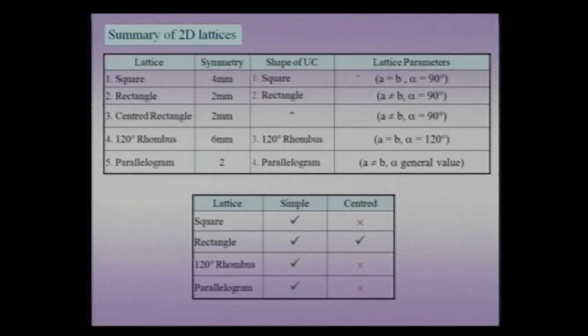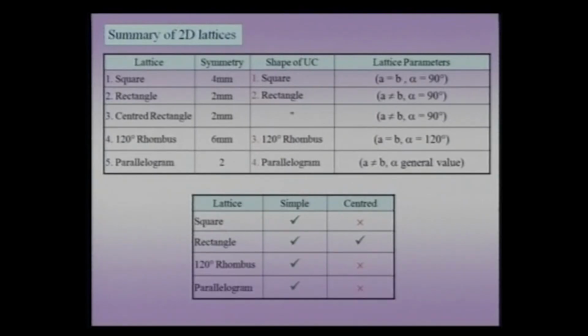The lattice parameters and the constraints which we had considered so far are also summarized in this table, and we can clearly see that for the square unit cell A is equal to B and alpha is equal to 90 degrees. For the rectangle unit cell A is not equal to B, but alpha is still constrained to be 90 degrees. So it is for the centered rectangle lattice. For the 120-degree rhombus lattice, A is equal to B, but alpha is equal to 120 degrees. For the most general possible parallelogram lattice, there are no constraints either on A or B or on alpha.